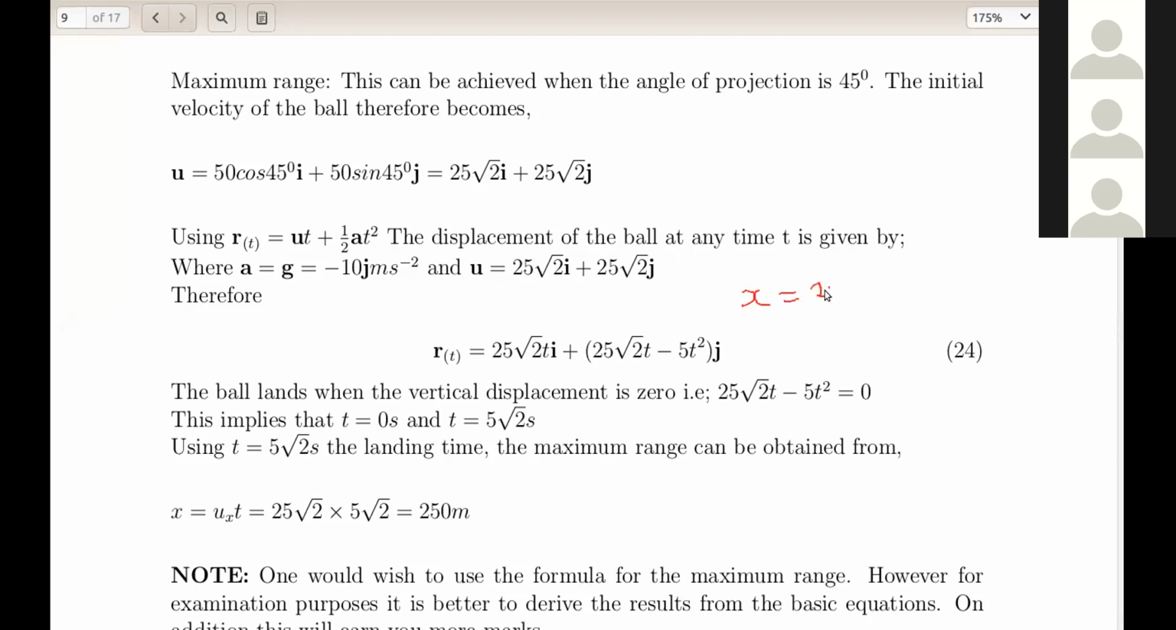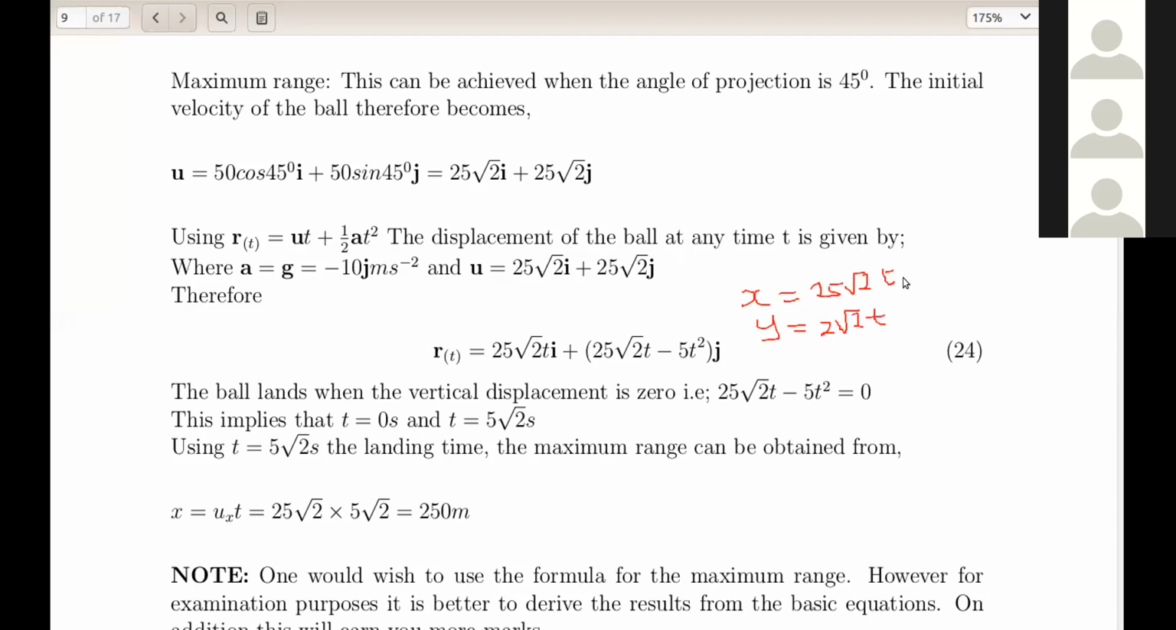25, this is 25√2. That is for horizontal. And y equals 25, this is √2 times t, minus, this is 5t squared. So these are two equations.